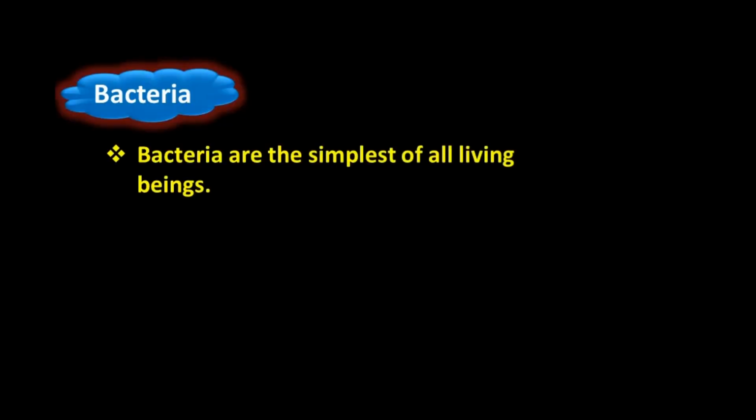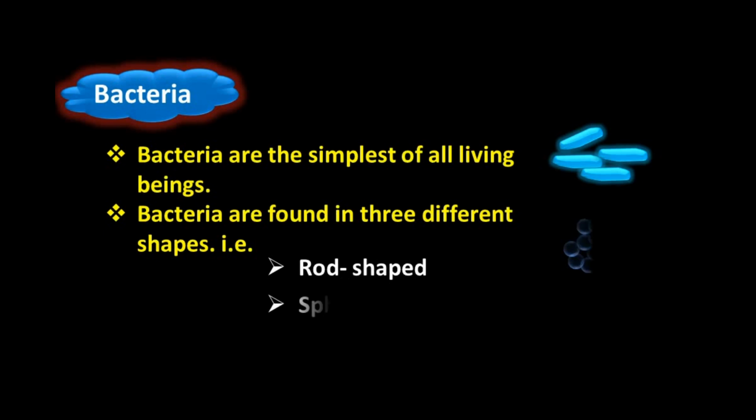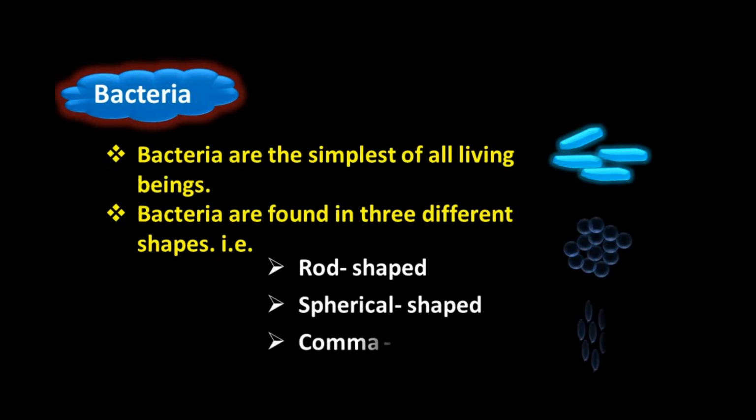Bacteria. Bacteria are the simplest of all living beings. They are very simple in structure. Bacteria are found in 3 different shapes: rod shaped, spherical shaped and comma shaped. So these are the 3 different types of bacteria on the basis of their shape.